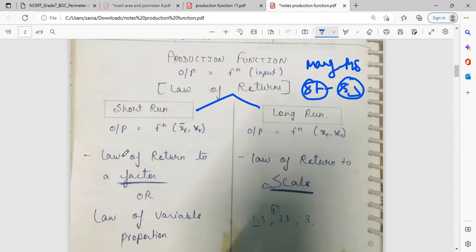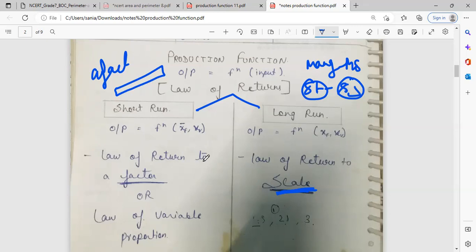So in the short run you get the law of return to a factor, or it is known as the law of variable proportion. And in the long run you get the law of return to scale. This is what you have to remember. So there are two types of law of return. One is in the short run, where you get the law of return to a factor, and over here only the factor you can affect, but scale, you know, is the longer one, so it is a long period of time. Law of returns to scale. This law of return to a factor is also known as the law of variable proportion.